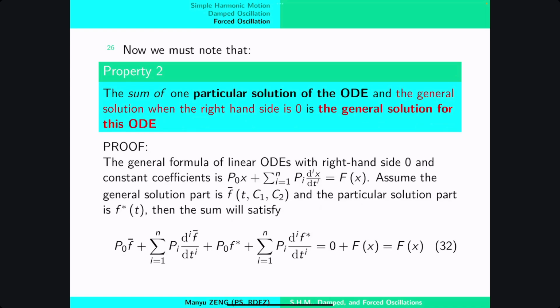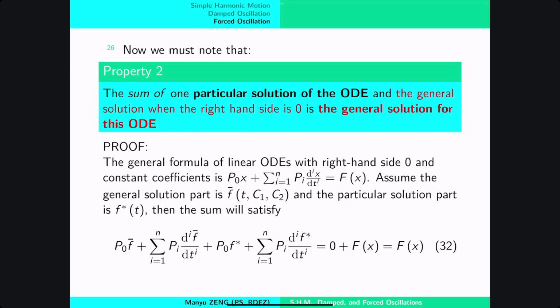So because f bar is the general solution when the right hand side is zero, and this thing gives right hand side because this thing is actually the left hand side of that when the right hand side is zero. So the first two terms is actually zero. And let's observe the third and fourth term. The last two terms is one particular solution of the ODE. So although it's particular, it is also a solution. So the last two terms gives f of x. So actually, these four terms together gives 0 plus f of x equals f of x.